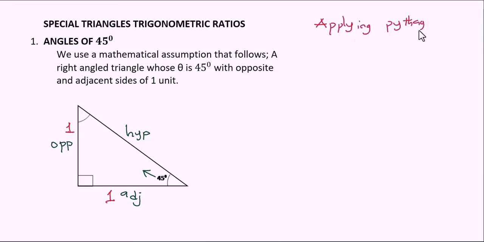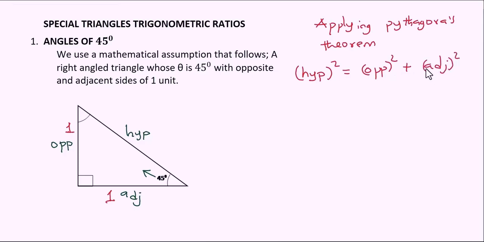Applying Pythagoras theorem, we know that the hypotenuse squared is equal to opposite squared plus adjacent squared. This simply means that the square of the hypotenuse is equal to the square sum of the opposite and adjacent. Let me take it again. The square of the hypotenuse is equal to the square sum of the opposite and adjacent.